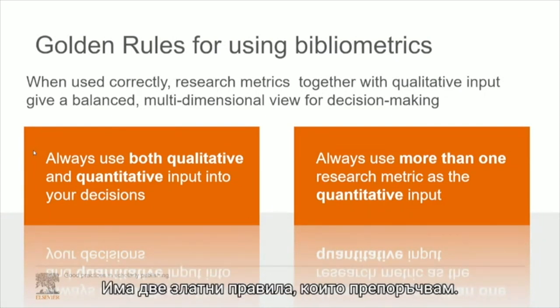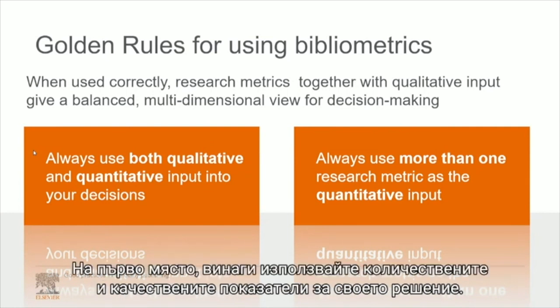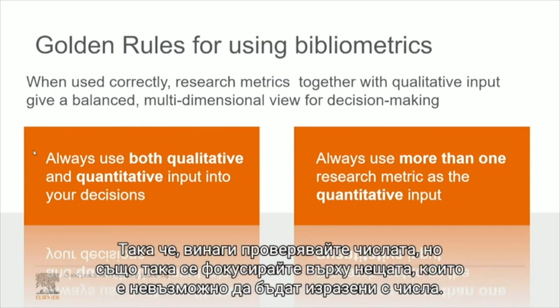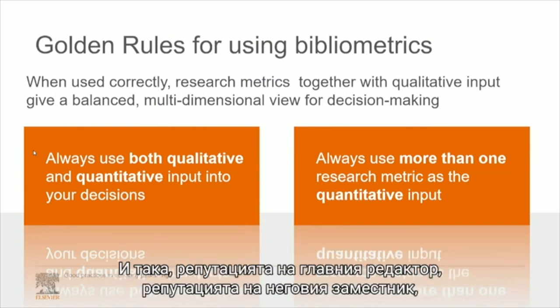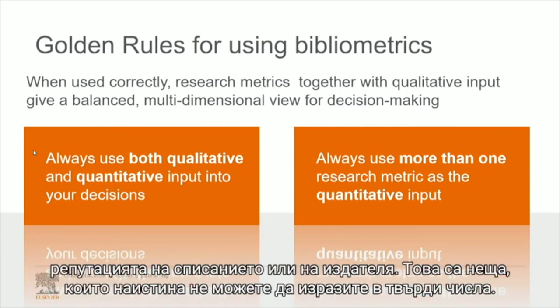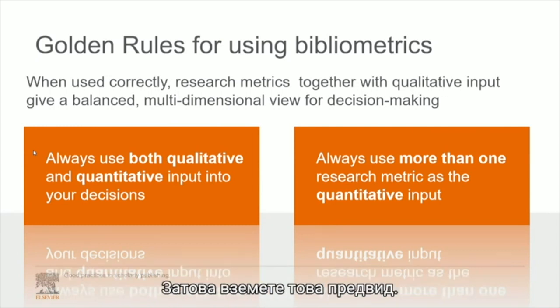So, 2 golden rules I recommend. First of all, always use quantitative and qualitative input in your decision. So always check the numbers, but also check the things that are impossible to express by numbers: the reputation of the editor-in-chief, the reputation of his deputies, the reputation of the journal or the publisher all over. These are things you cannot really express exclusively in hard numbers. So take that into account.